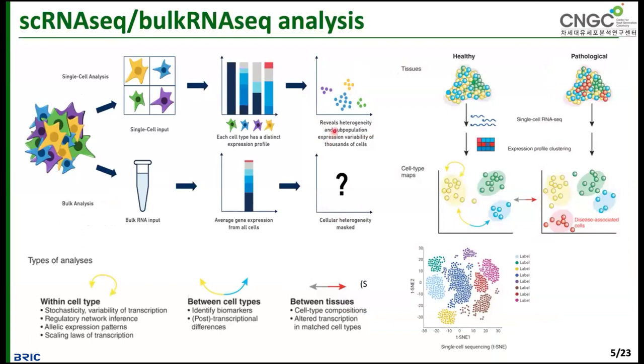Let me explain the difference between bulk and single cell RNA sequencing. You can see this is what we call a heterogeneous cell environment. In here there are different types of cell, like yellow color, green color, purple and blue. So this is not a homogeneous cell population. It is not the same type of cell. These are different types of cell, present in the blood.